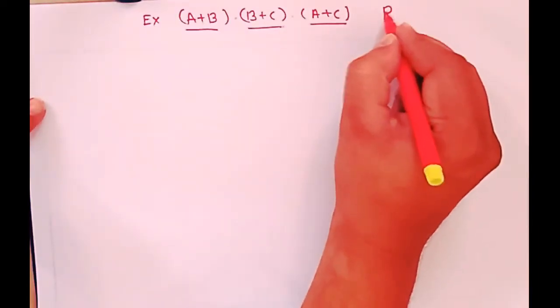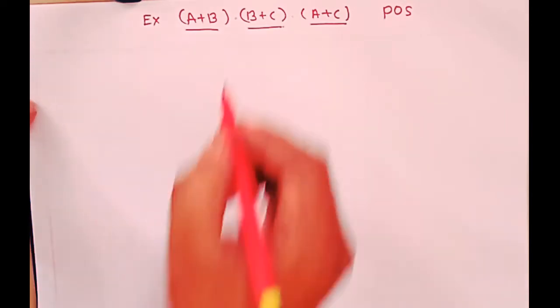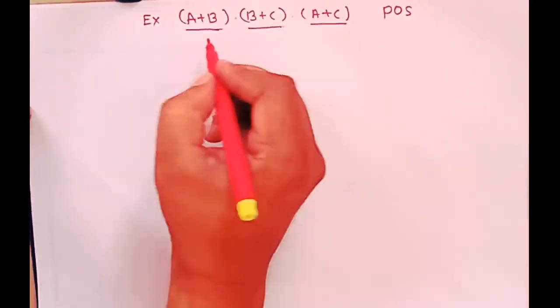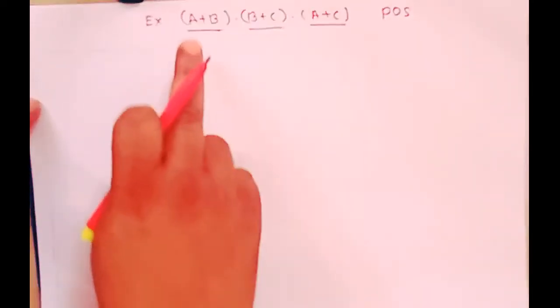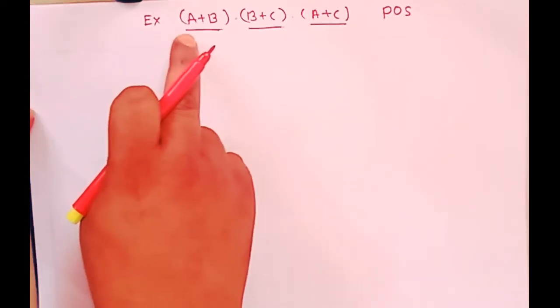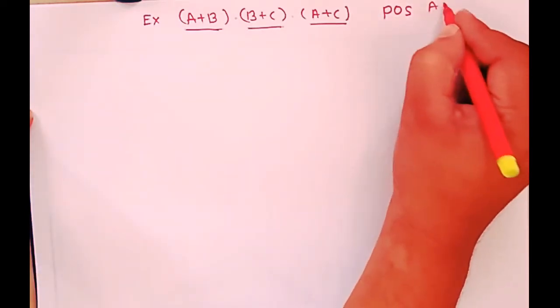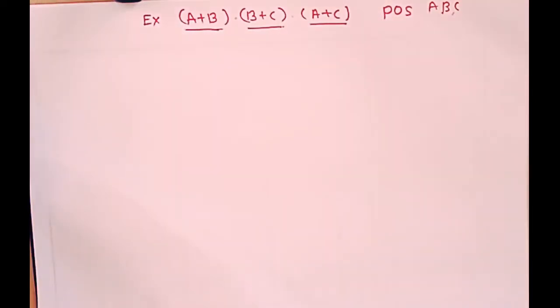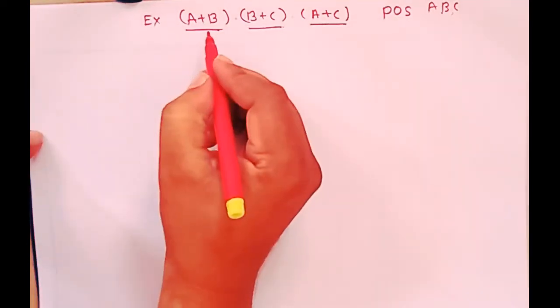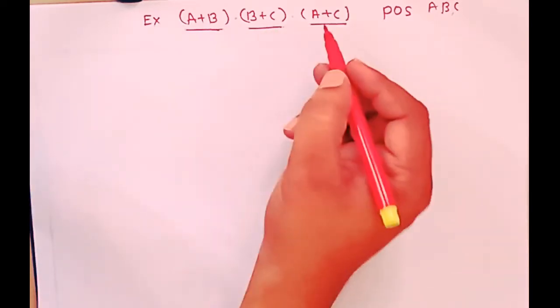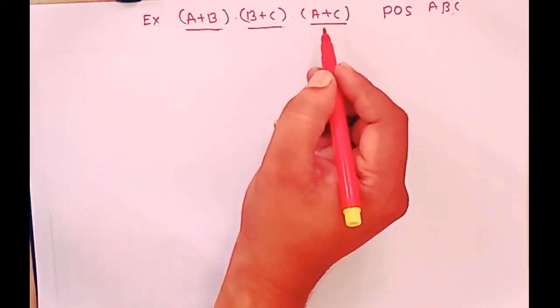So this is a POS equation, but we also have to check whether it is in non-standard form or standard form. For that purpose we need to find out how many literals there are. For this example, a, b, c, so the maximum literals are a, b, c, meaning 3 literals. In order to make this equation a standard POS form, all literals must be present in each sum term. If we look at this equation, here only 2 literals are there, here also only 2 literals, and here also only 2 literals.